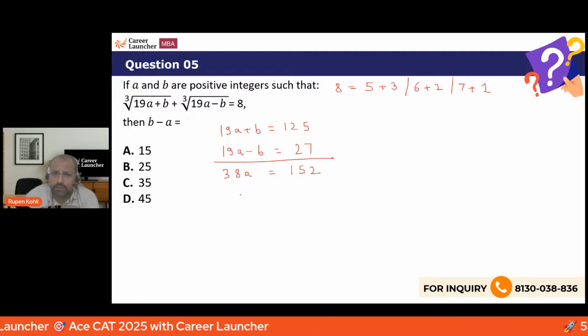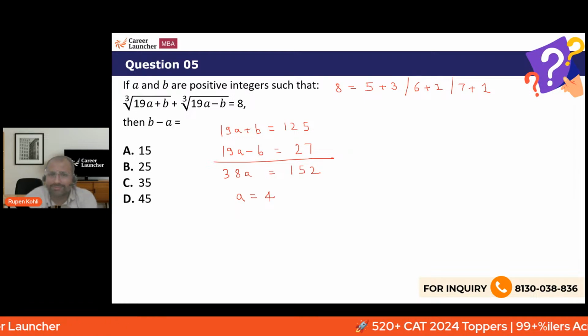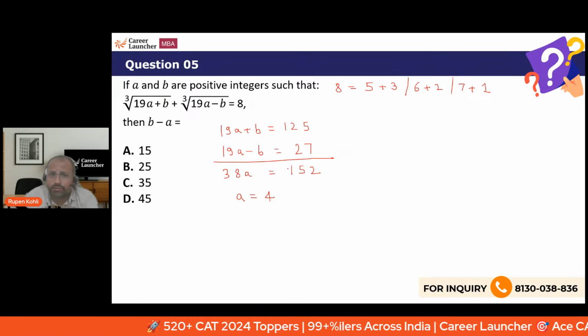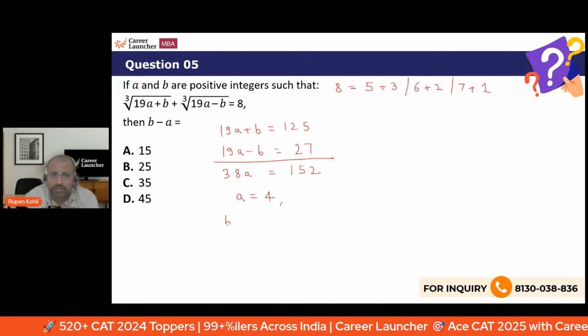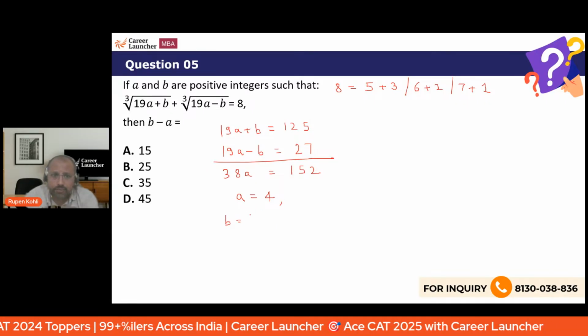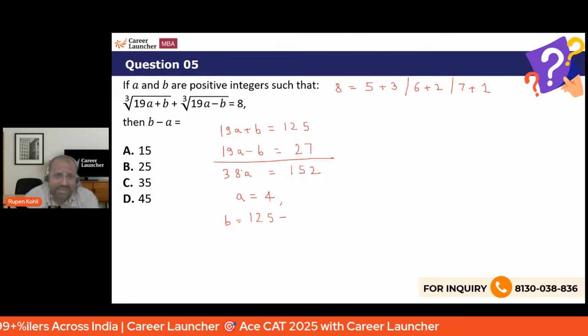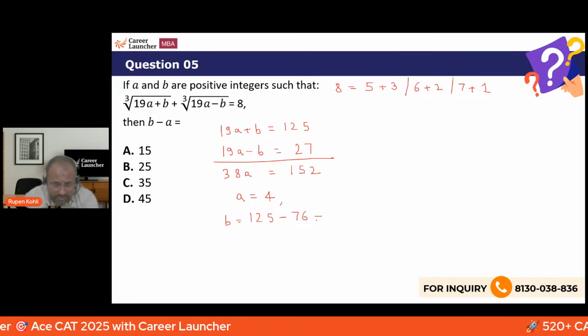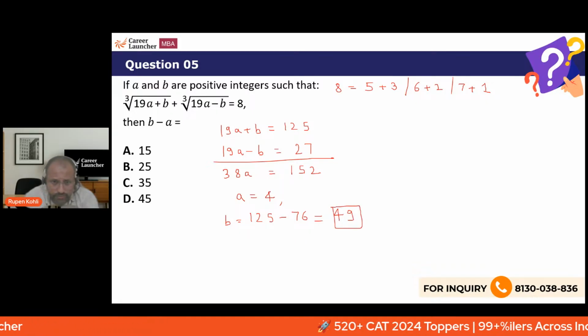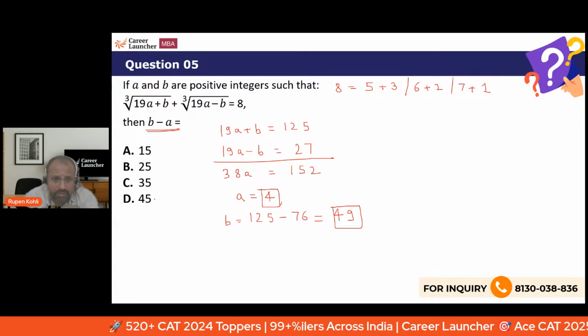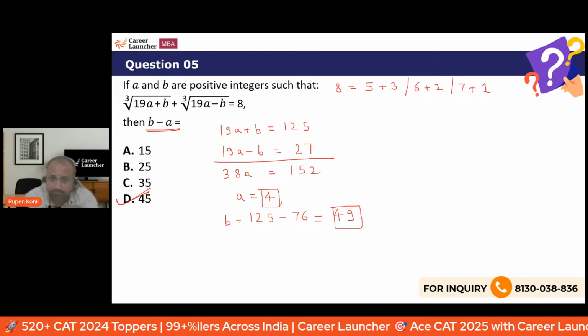Oh my God, I have hit the jackpot in the very first hit and trial. I've got my a as 4. Done. Obviously b will come to be an integer also, right? So what is b? From the first equation, b is 125 minus 19 into 4. So this is 76. Yes, this comes to be 49. Done. B is 49, a is 4. Answer is 45, because he's asking for the difference of the two. B minus a, 45. Done.